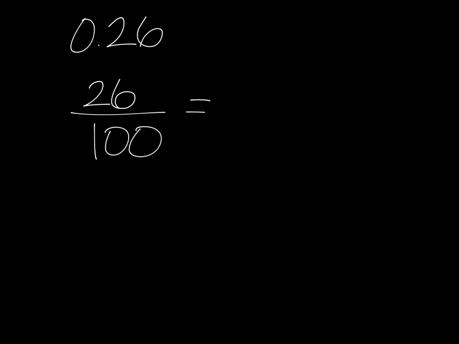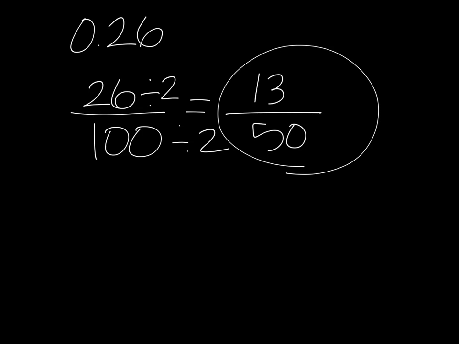Okay, let's do another one. Let's do 0.26. That's 26 hundredths, right? And then you simplify. Let's divide by 2, divide by 2. You would get 13 over 50. I believe that's as simple as it gets. You're done.